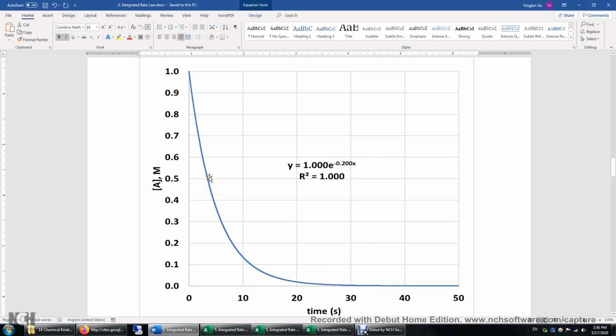And then from 0.5 to 0.25, it's going to be another 3.5 seconds. From 0.25 to half of that, which is 0.125, it's somewhere here, another 3.5 seconds. So by looking at this graph, you understand it takes roughly 3.5 seconds to drop the concentration of A by 50%, regardless of its previous value.